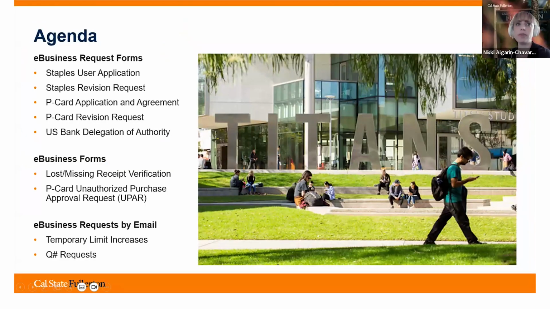So today we'll be covering the eBusiness request forms: Staples user application, the Staples revision request, P-card application and agreement, P-card revision request, U.S. Bank delegation of authority. And then we have the eBusiness forms, which includes the loss and missing receipt verification, P-card unauthorized purchase approval request, also known as the U-part. And then eBusiness requests by email, which includes the temporary limit increase and the queue number request.